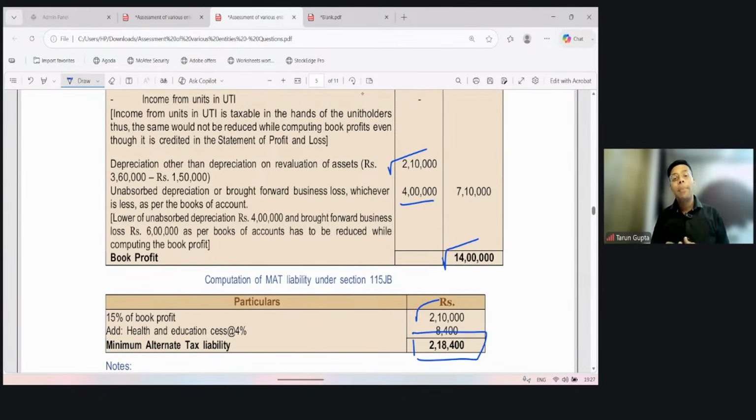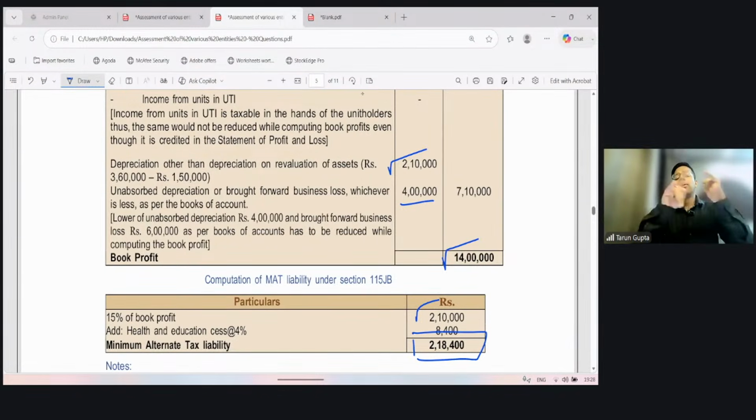But I am not sure I am required to pay this, because to compute tax payable, I have to compute the tax liability under the normal provisions. And then such tax liability has to be compared with this MAT liability. And then only I will come to a conclusion whether I need to pay MAT or tax as per the normal provisions, whichever is higher I have to pay. Okay. Hope I am clear till now.